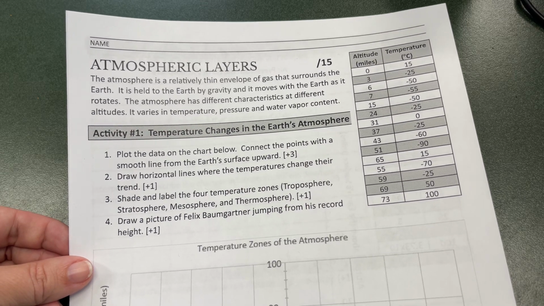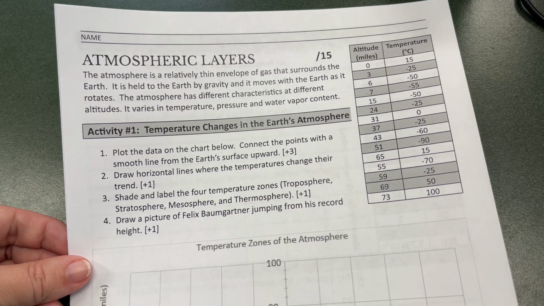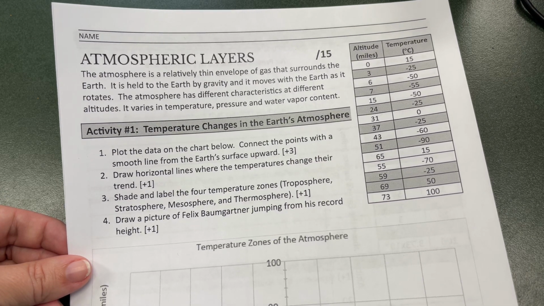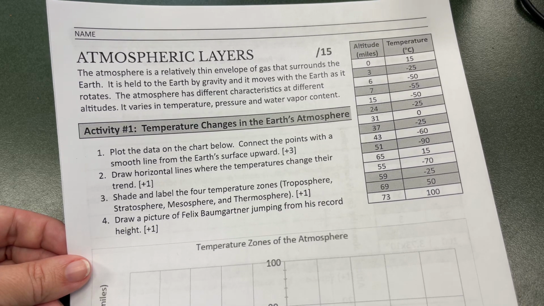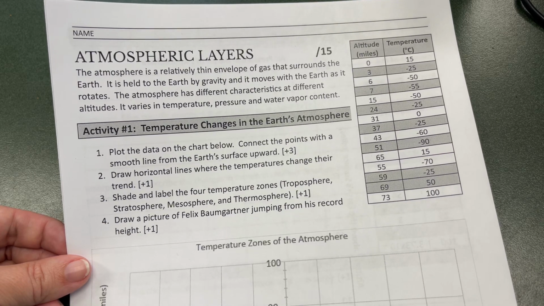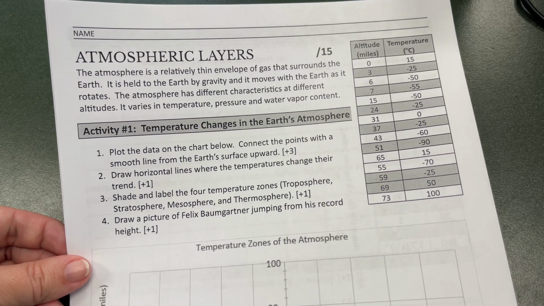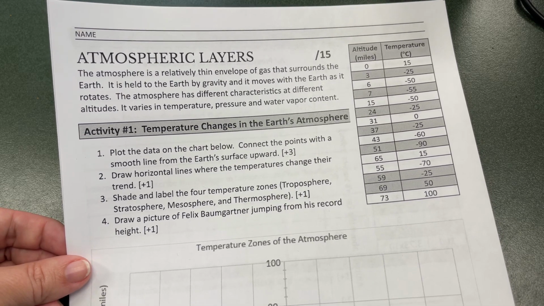Make sure you read the top part first. It says the atmosphere is a relatively thin envelope of gas that surrounds the Earth. It is held to the Earth by gravity and moves with the Earth as it rotates. The atmosphere has different characteristics at different altitudes. It varies in temperature, pressure, and water vapor. So the first thing you're going to do is to plot the data on the chart below.